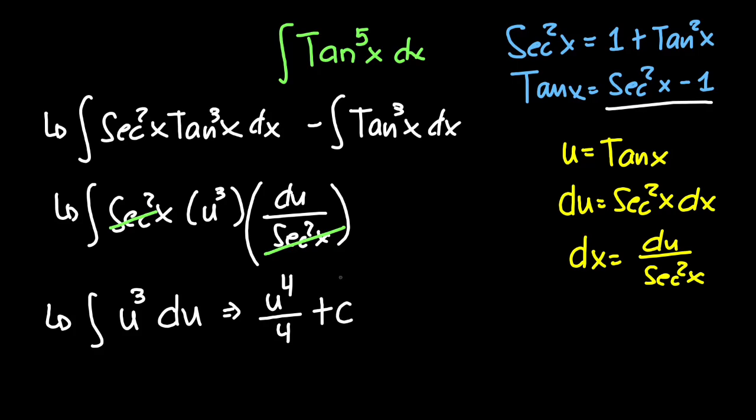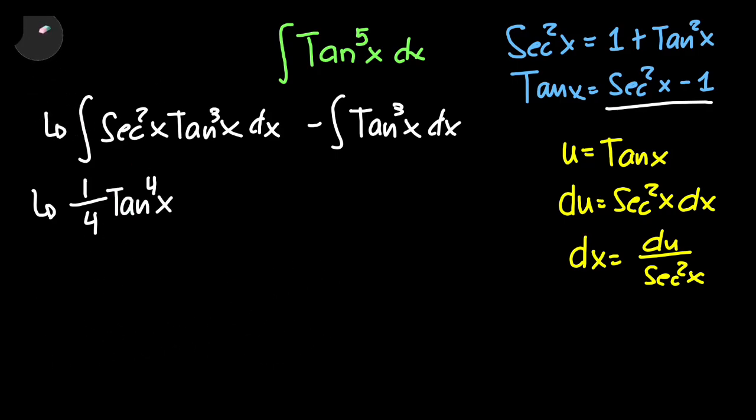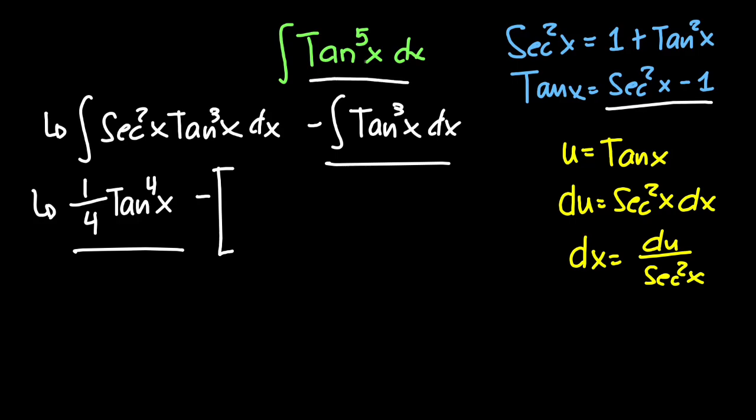But we don't need to add plus c yet, because remember we have the other part of the integral. By putting u back into its original form, this would be 1/4 tangent to the power of 4 of x. So, this would be the answer for this first part of the integral. And now, let's focus on the second part, the integral of tangent cube of x. Notice here that it is the same as the problem earlier, just with a different exponent. So, let's use the same rule that we had applied here.